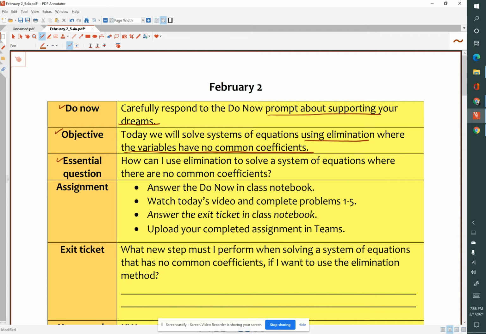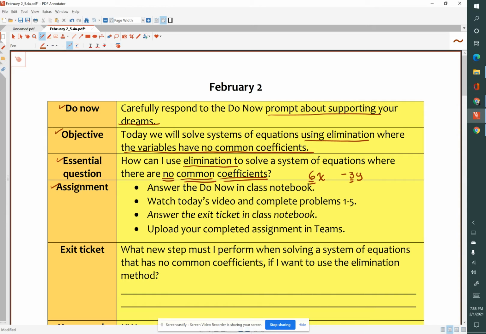So our essential question, of course, is how can I use elimination to solve a system of equations where there are no common coefficients? Okay, coefficient meaning 6x, 6 is the coefficient. Negative 3y, negative 3 is the coefficient.